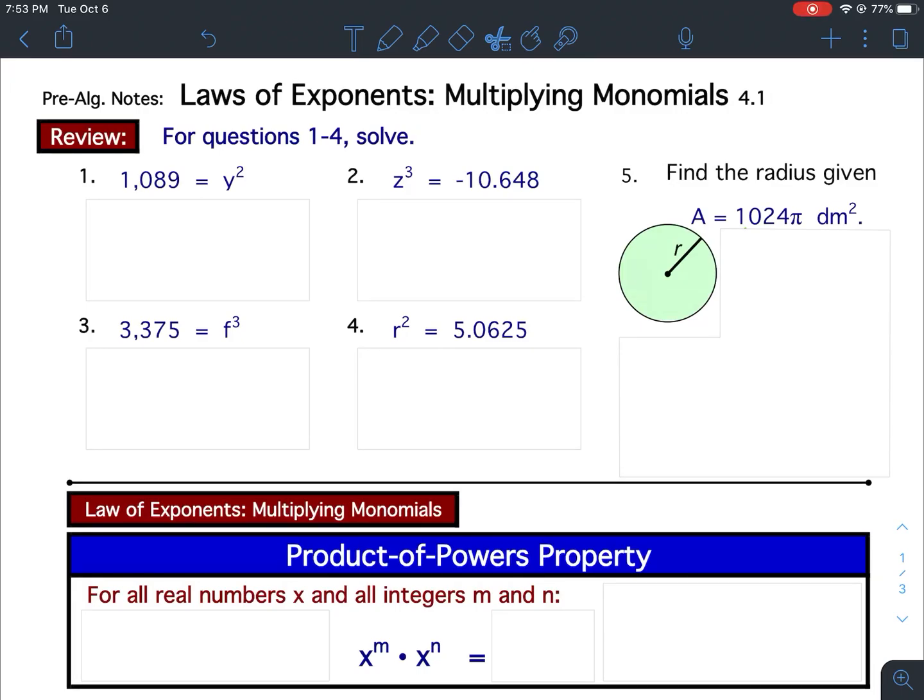Laws of exponents, multiplying monomials, 4.1 notes. Starting with the review. There are 5 questions in the review. Please go ahead now, pause your video, and complete the 5 review questions.